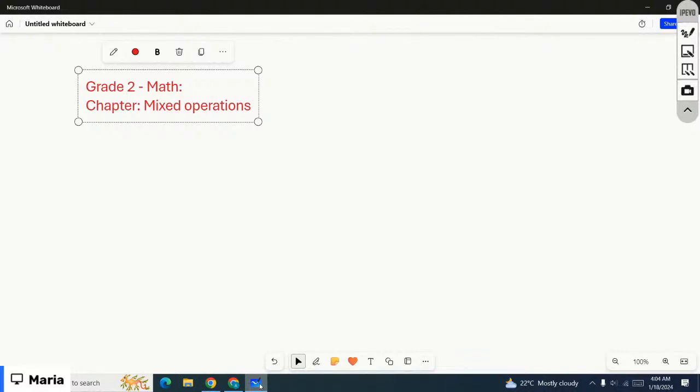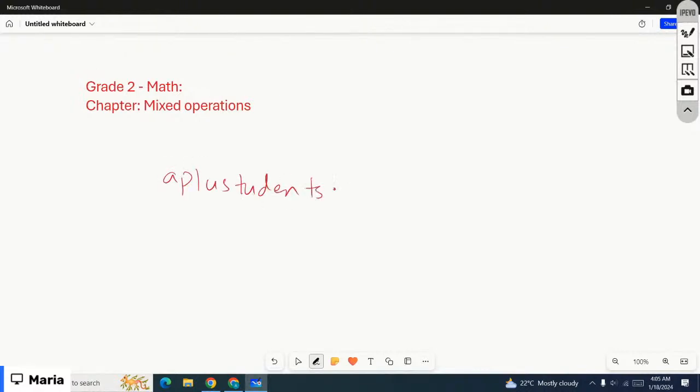You can find all the lessons on aplusstudents.com. You have to log in there using your email address and password as provided by the administrator. Then you have to select math from the subject tab. Scroll down to grade 2 and then click on view all lessons. So there you can find a list of the chapters.